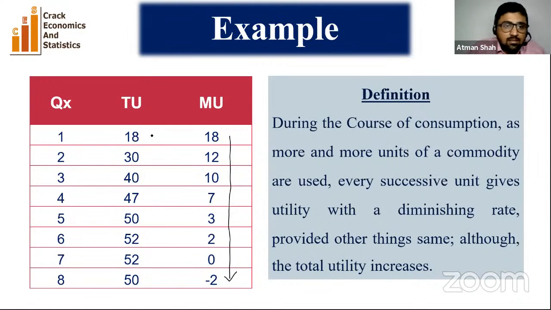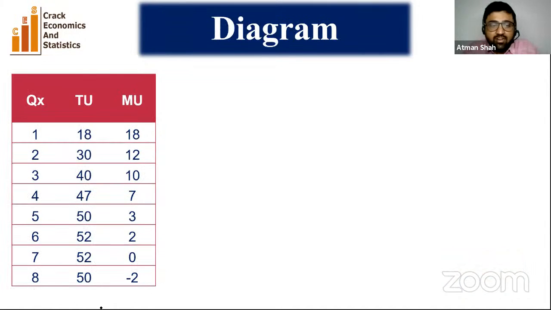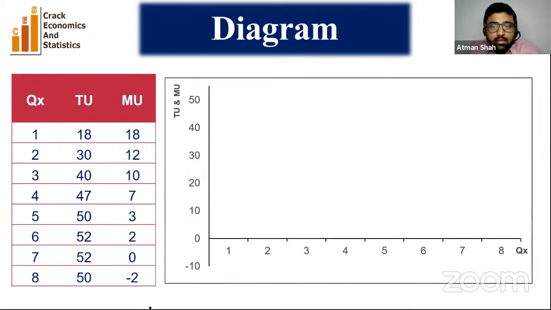Here you can see up to this point the total utility is increasing, but marginal utility is declining. So this is the idea of law of diminishing marginal utility. Let's understand it with the help of diagram. We have this table. This is the marginal utility schedule. Here we have quantity of X on horizontal axis and total utility and marginal utility on vertical axis.